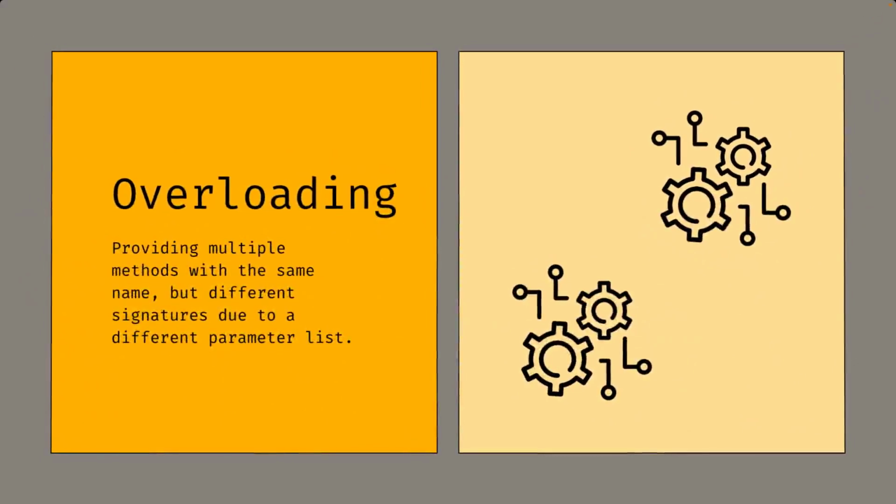Let's talk about overloading. Overloading is the process of providing multiple methods with the same name, but different signatures due to a different parameter list. And this can be done within the same class or between child classes and parent classes. It allows you to create multiple versions of a method that can be called depending on the number or type of arguments passed to it.